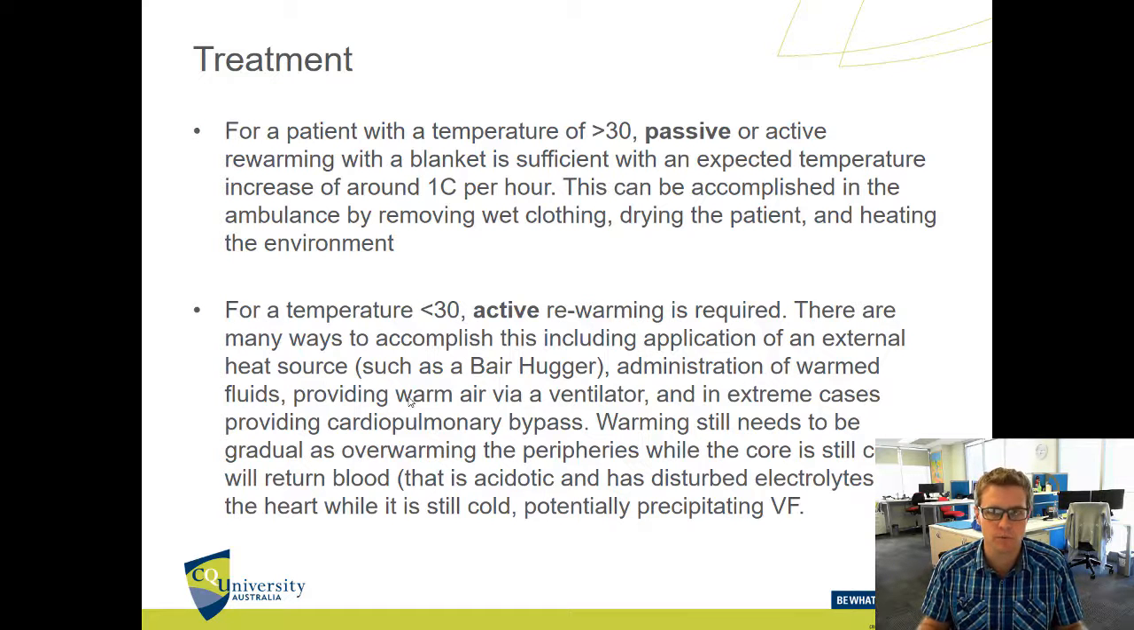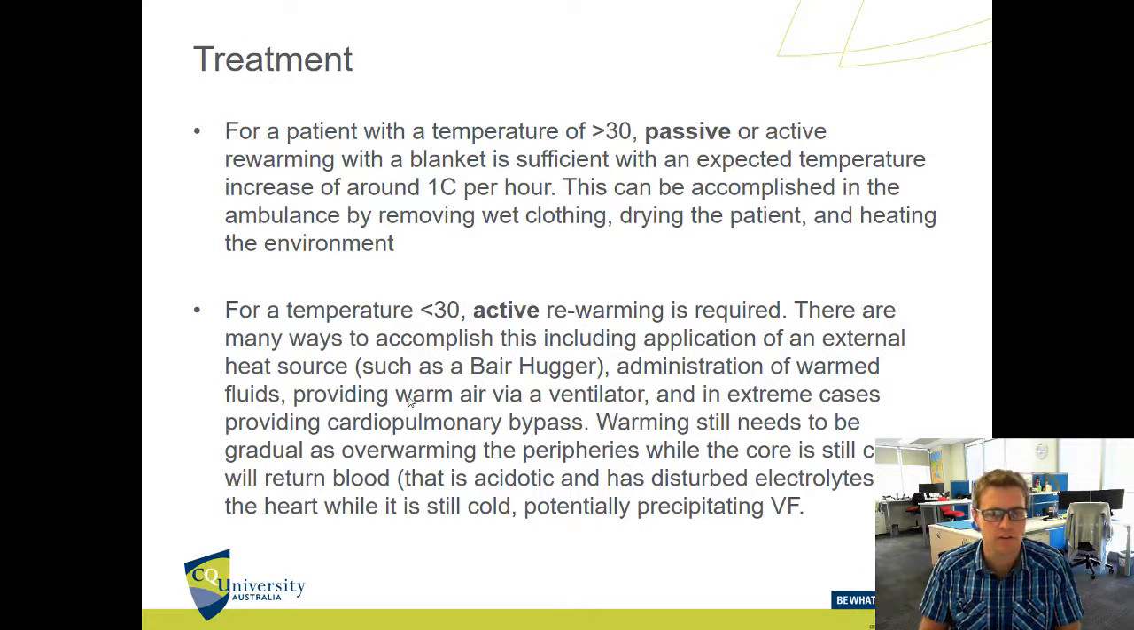Now we would use a self-warming blanket because we carry those, and that expected temperature increase of 1 Celsius per hour doesn't sound like that much, but we're not going to be able to accomplish that pre-hospitally. That would be something they would be able to achieve in a hospital with multiple interventions. So all we're going to do is heat the environment, keep the patient dry, and put a self-warming blanket on them.